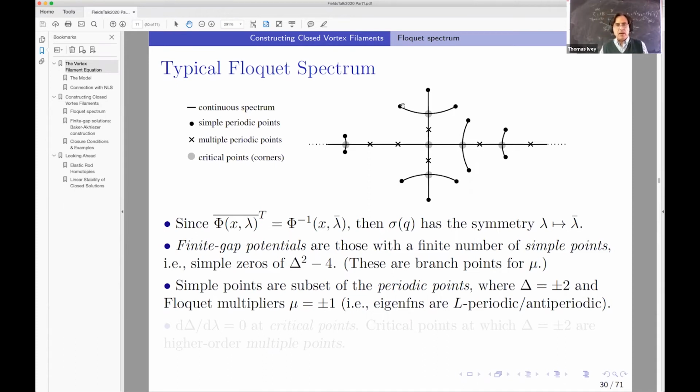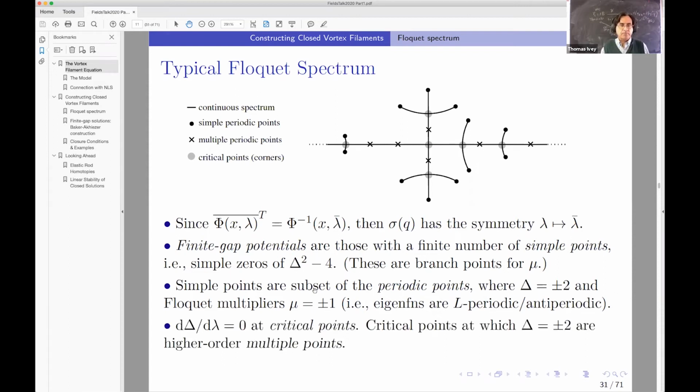x. And the simple points are part of a larger set of periodic points where delta is plus or minus 2 and the Floquet multipliers are plus or minus 1, where the AKNS system has solutions which are periodic or anti-periodic. And critical points of this Floquet discriminant are called, well, critical points. And those where you not only have a critical point, but delta is plus or minus 2, are higher order multiple points.